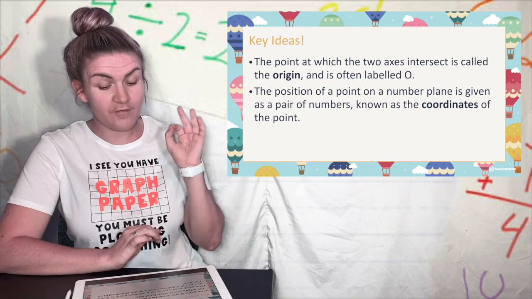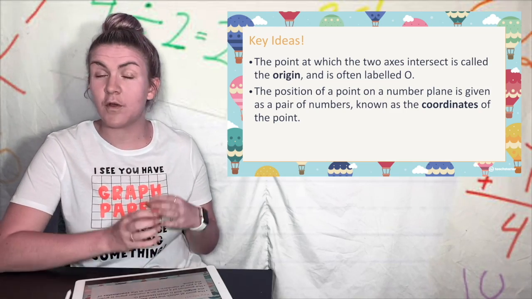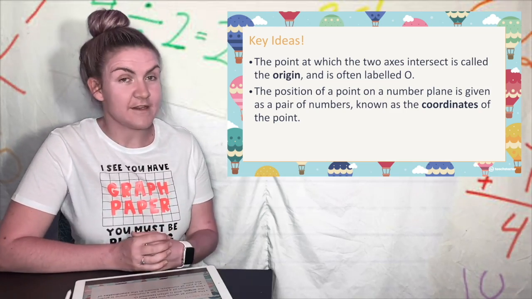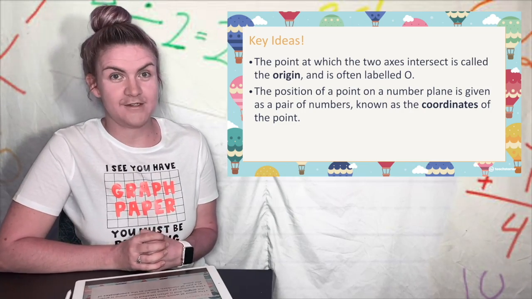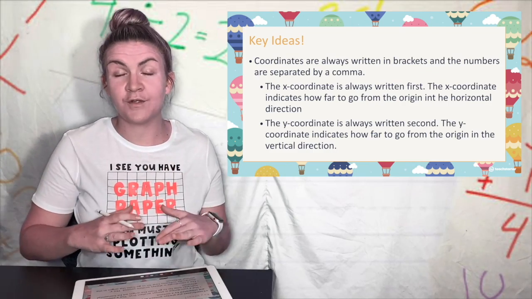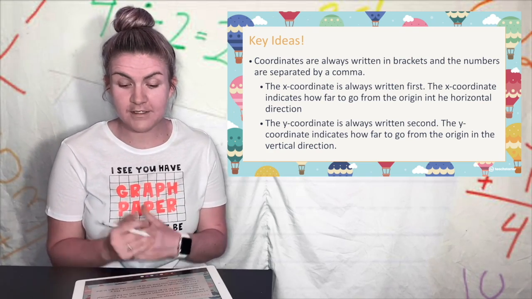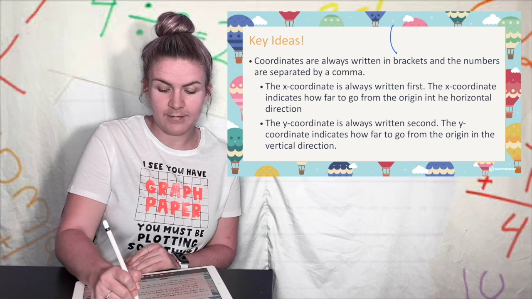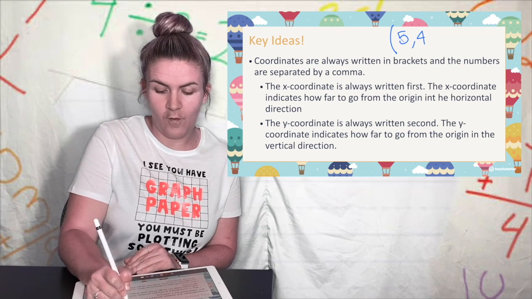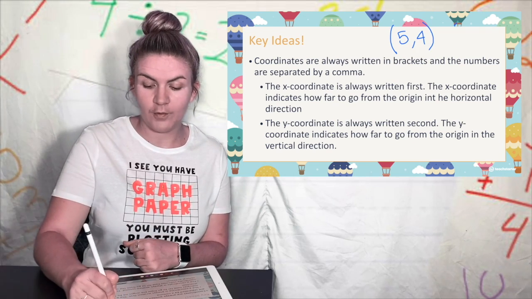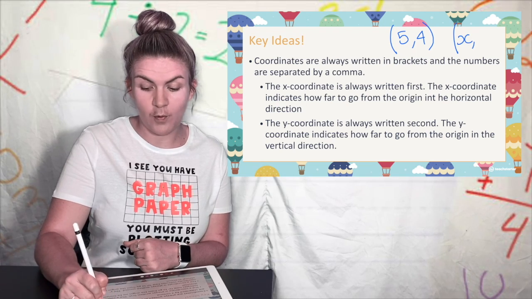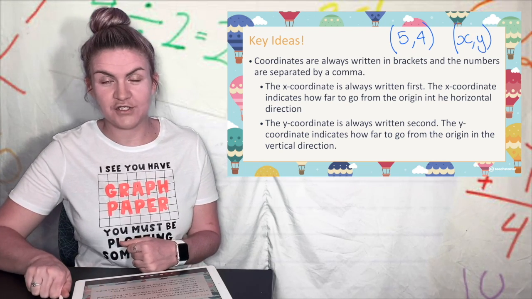The position of a point on the number plane is given using a pair of numbers. These are known as the coordinates. Coordinates are always written with round brackets and a comma is used to separate the numbers. For example, I could say the position of (5, 4). When we are writing coordinates, the x position always goes first and the y position goes second.